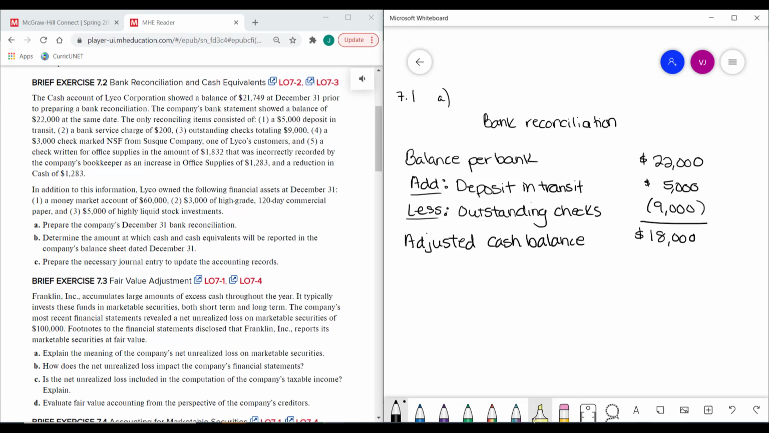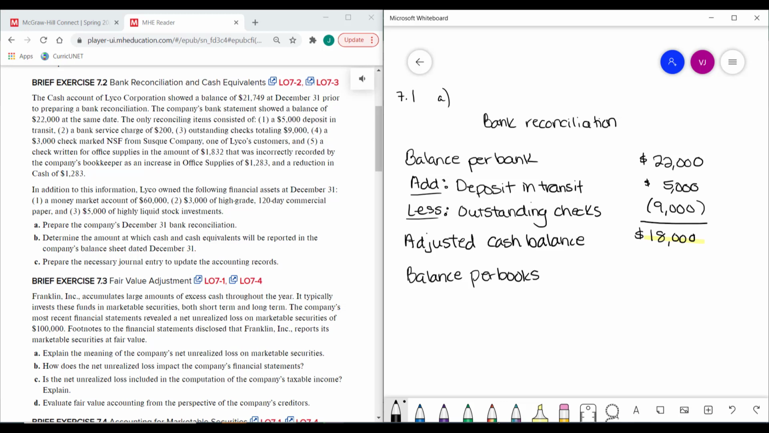So if we've done this part correctly so far, that's the number we're striving for. Now when we do the second half, that's what we're hoping it equals. Now that we've adjusted the balance per the bank, next we're going to adjust the balance per the books.